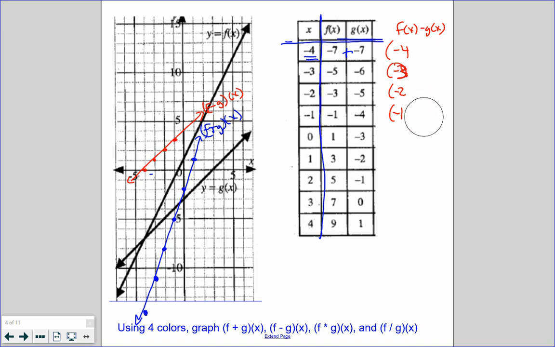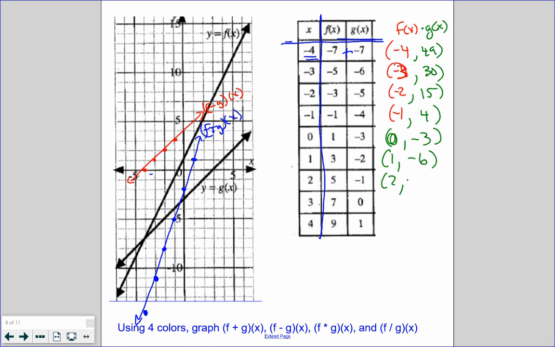F times g. So I'll do this one in green. Okay, so -7 times -7 is 49. 30, 15, 4, -3, -6, -5, 0, and 9. Okay, so I'm going to start right here because otherwise those points are off my grid.